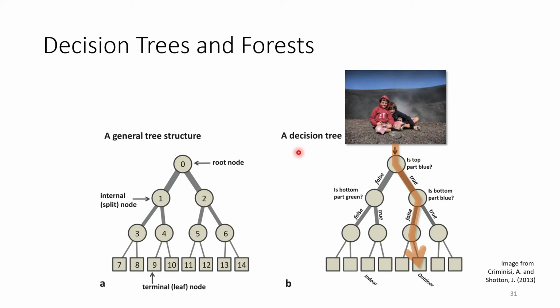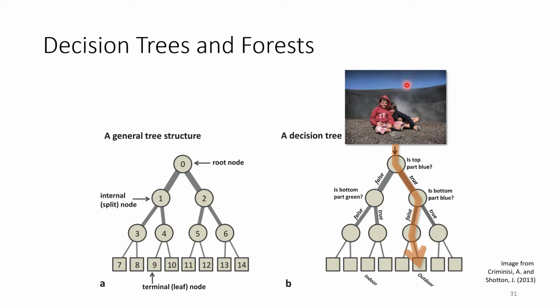So this is an example. Given an image, the first split rule will be: is the top part blue? If yes, or true, it will go to this node. Then, is the bottom part true or false? It will go to this node, and through this split, it will go to a leaf. The leaf will indicate, okay, this is an outdoor thing.